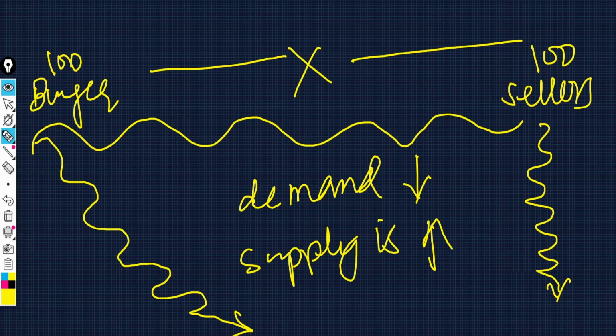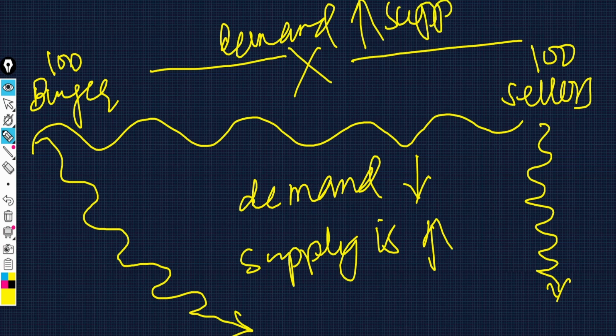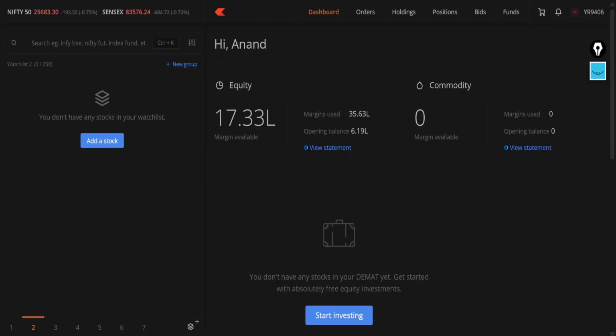But if demand is high and supply is less, generally sellers will ask for more and buyers will buy at higher prices, and the price will go up. So now we have understood the concept of supply and demand in our regular market. The same concept is applicable to the stock market also.